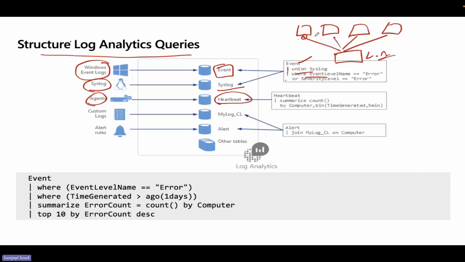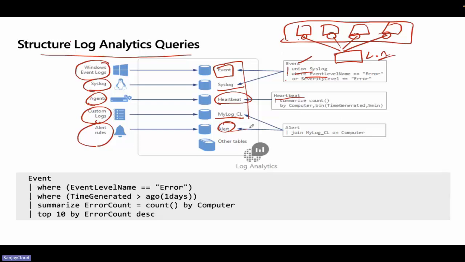An agent will be installed inside your resources. If we have to check how many resources are connected to my Log Analytics workspace, I will run this Heartbeat query to check the resources which are connected to my Log Analytics workspace. Custom log search, my log underscore CL. Alert rules: if I have to create or check an alert rule, I will use the Alert table and other tables as well.